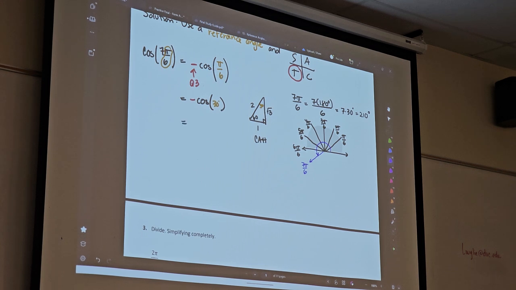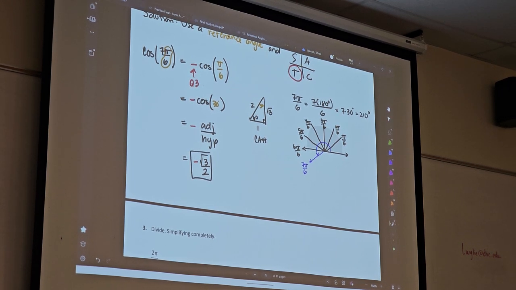So this is minus adjacent over hypotenuse. Opposite is relative to the 30 degrees. Opposite is 1, so adjacent is root 3. This is negative root 3 over the hypotenuse 2 and done.